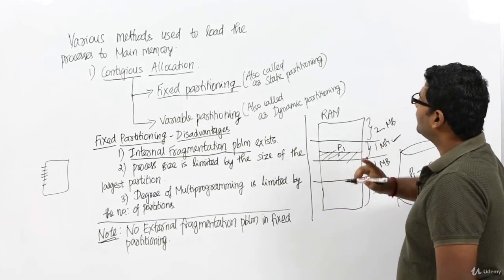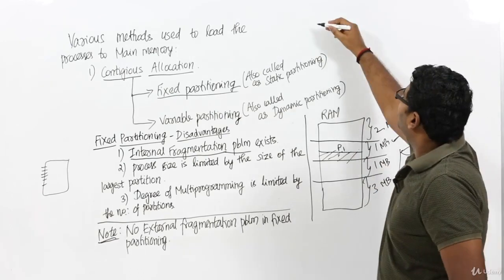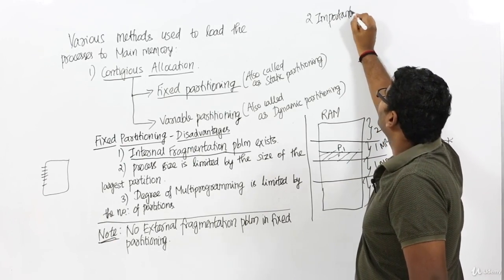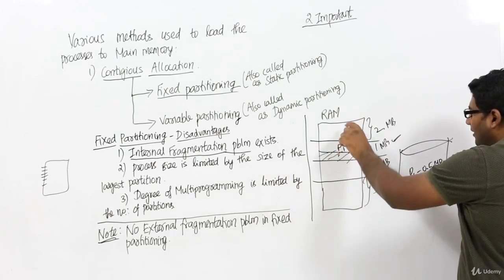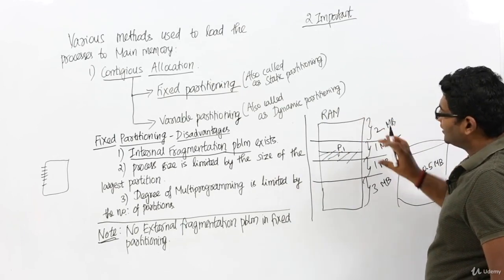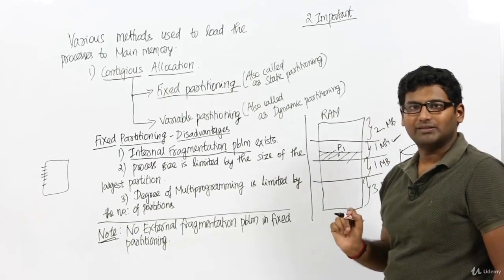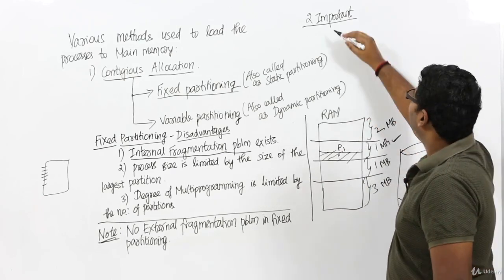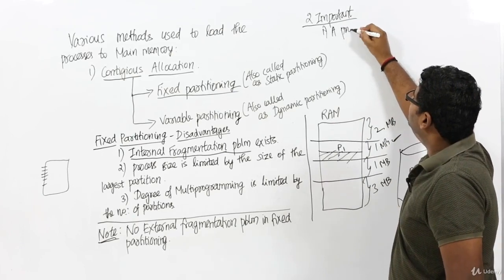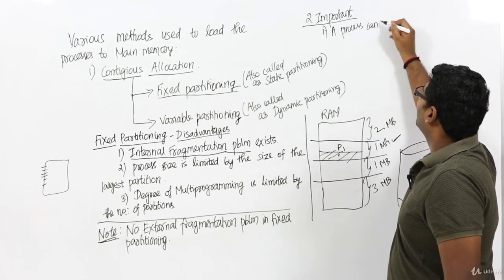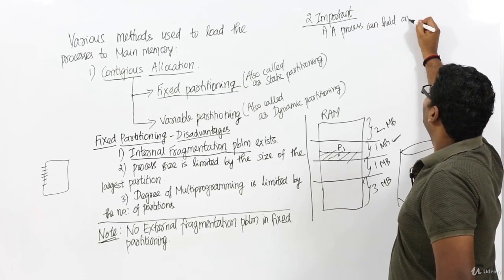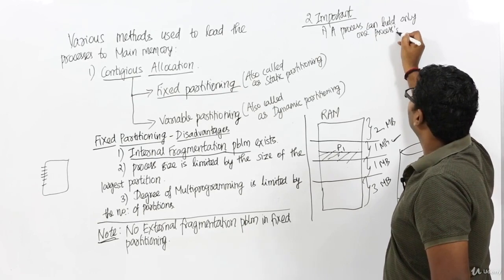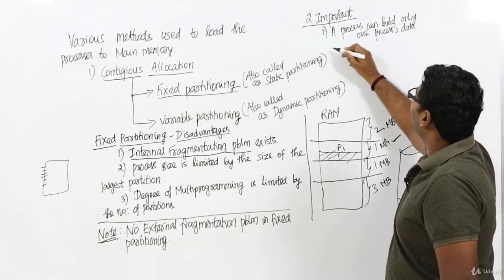See, let's look at the two important rules which we need to follow in case of fixed partitioning. First, no more than one process can share a single partition, which means a partition cannot hold more than one process's data. Similarly, we have one more point.